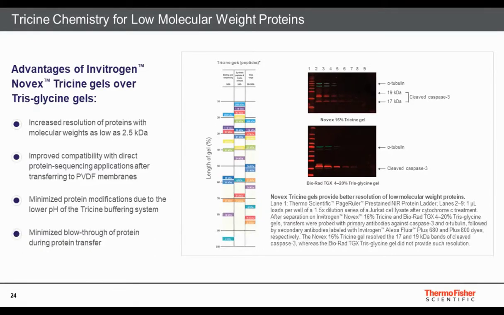The Tricine gel provides separation of this smaller molecular weight protein closer to the middle of the gel, thereby preventing the blow-through effect to a much greater extent, and which results in improved transfer efficiency as seen on the Tricine gel over here.